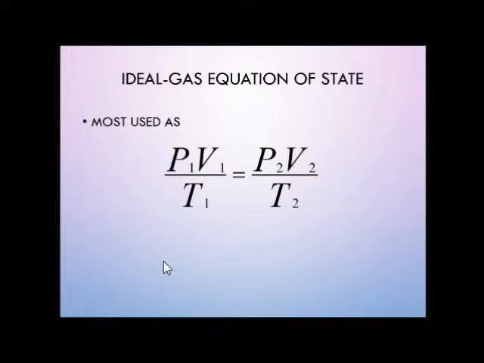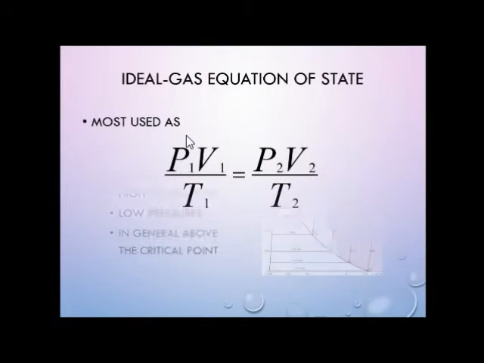And this is one of the famous equations, that is the ideal gas equation of state: P1 V1 by T1 equals P2 V2 by T2. When there lies an equilibrium between these two states, we use this formula, when the pressure, volume and temperature, all three parameters are given.